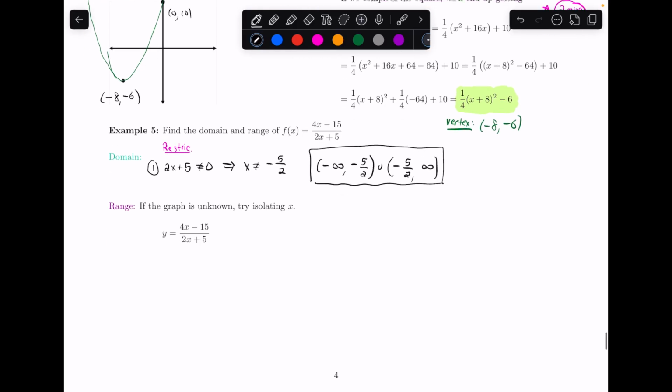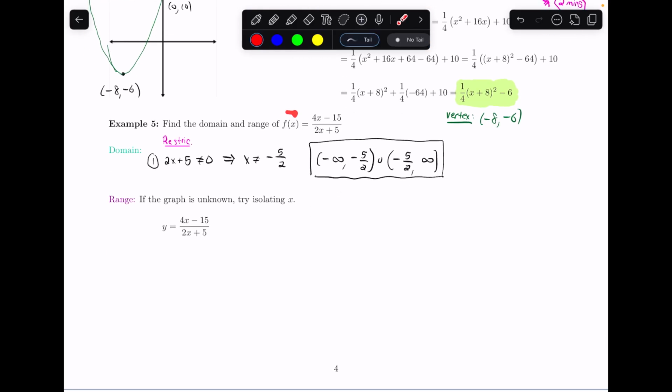All right, and now for the range, we're going to use this new method. I'm first going to just relabel f of x as y, and now I'm going to try to isolate for x. First, to get rid of this fraction, let's multiply both sides by that denominator, 2x plus 5. On the right side, the 2x plus 5 on the bottom can get canceled by the 2x plus 5 on the top, leaving me with 1s in those spots. Then if I distribute the y into the left-hand side, I'll get 2xy plus 5y equals, on the right, 4x minus 15.